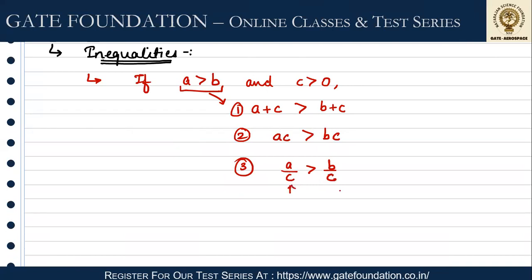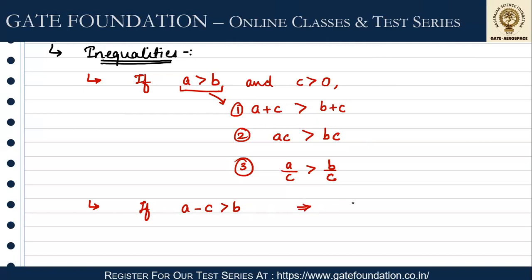Right. So if the denominator is common, then the fraction with the highest numerator becomes the greater one. Simple. If you have a common factor, then also you can find out which number is greater than the other. Now, let's say you have another condition like a minus c is greater than b.